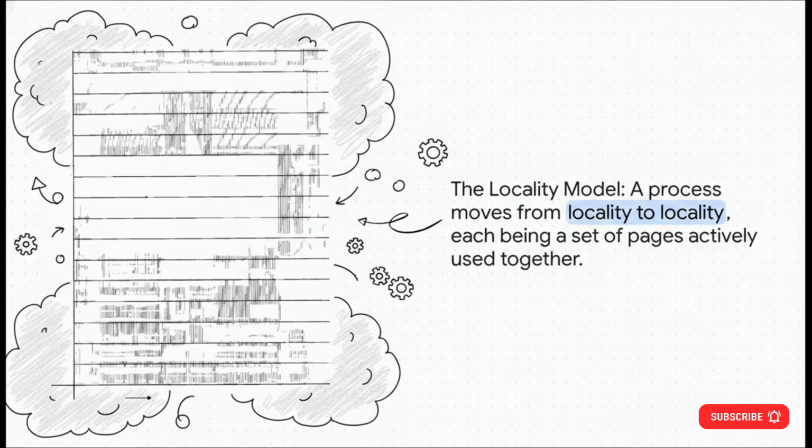So, to prevent thrashing, we have to understand a fundamental truth about how programs behave. They show something called locality of reference. What this means is, a program doesn't just access memory randomly all over the place. It tends to work in one specific area for a while, then move to another area. This diagram shows that pattern perfectly. You can see these little clusters of activity, these localities, where the program is working intensely on a small set of pages before it moves on to the next task.